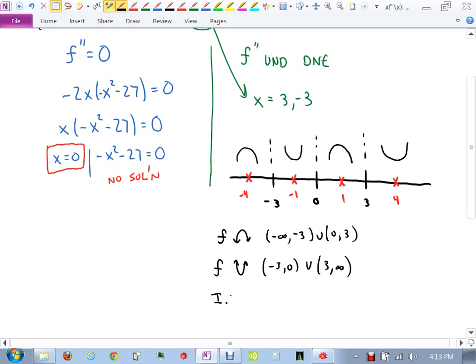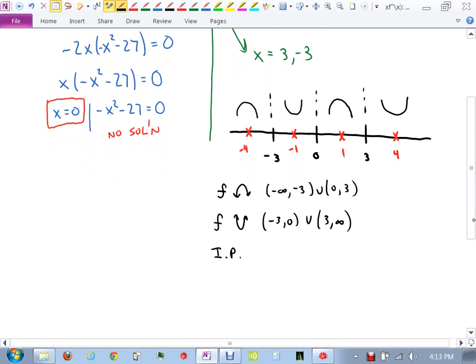How about inflection points? What do y'all think about inflection points? Only 0. Only 0. Why not -3 and 3? They're not in your domain. Those are your asymptotes. So only 0 gives you an inflection point. And then you have to plug that into the original function. What do you get if you plug 0 into the original function? You get 0. So the origin is an inflection point.